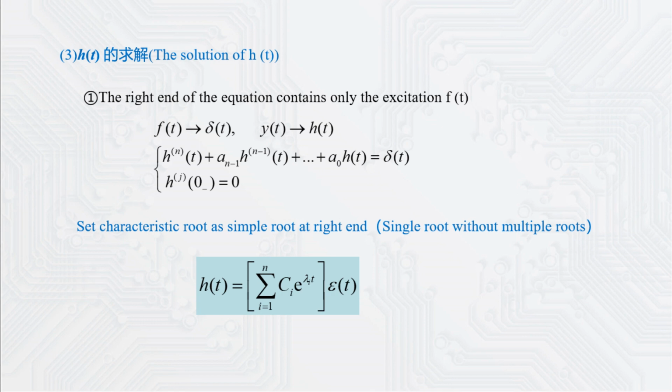There is only one delta t at the right end of the equation, because the impulse response is a zero-state response. So the impulse response and its derivatives are all zero when t is equal to 0 minus. When the characteristic roots of the equation are assumed to be single roots without multiple roots, the form of h(t) is shown in this equation, where ci is the undetermined coefficient. This undetermined coefficient is determined by the initial conditions, that is, the values at 0 plus. This is the first case.